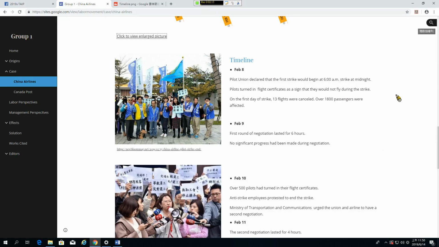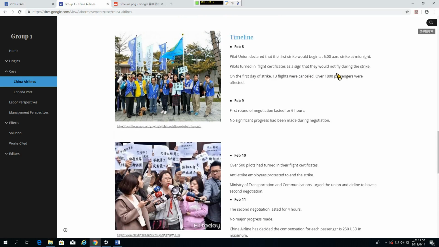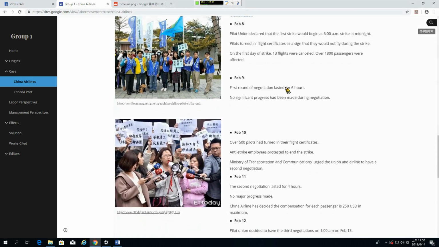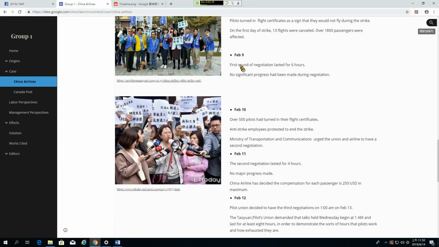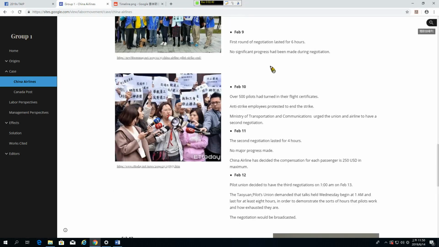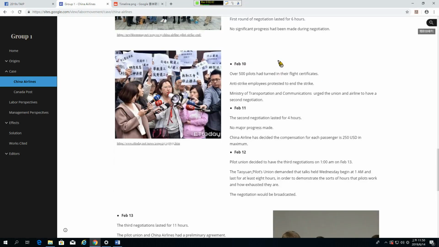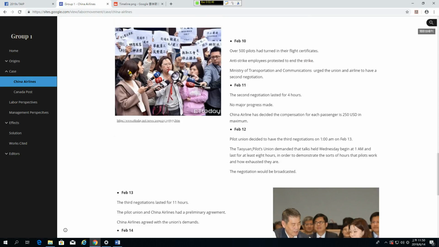On February the 8th, the pilots decided to strike, and they announced the news at 7 a.m. Most of the pilots wanted to join this strike movement, handing in their flying license. After handing in their flying license, they have no right to fly. The next day, they immediately had the first round of negotiation, but it reached no results. But the following day, some employees in China Airlines decided that they did not want to strike. They said it was irresponsible, and they wanted the pilots to stop.